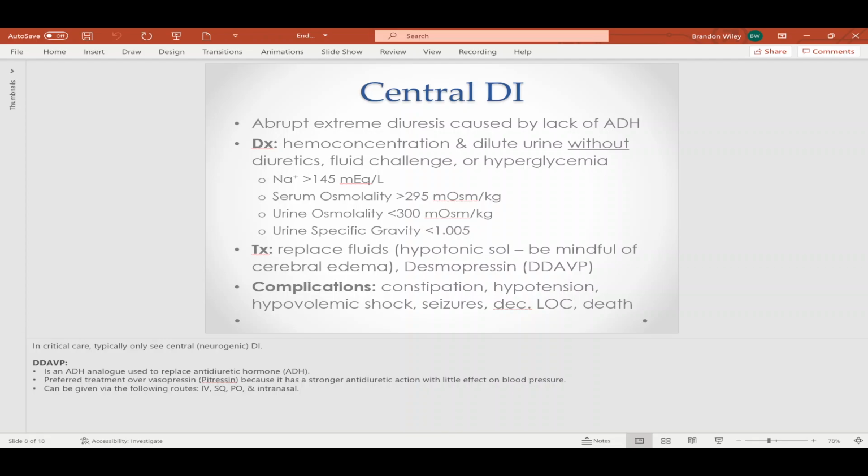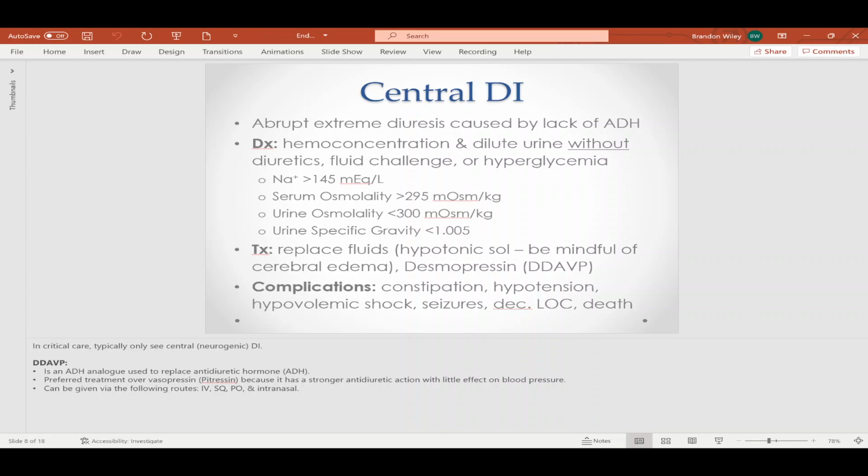So your diagnosis is going to have hemoconcentration and dilute urine. So you're going to be peeing out so much water without diuretics. These patients are going to have a liter of urine per hour without the use of diuretics. So you have to have, without diuretics, a fluid challenge. That means us giving a ton of fluids, obviously, or hyperglycemia, because hyperglycemia can increase fluid output.